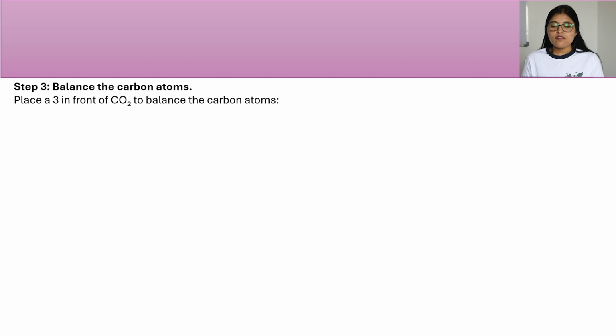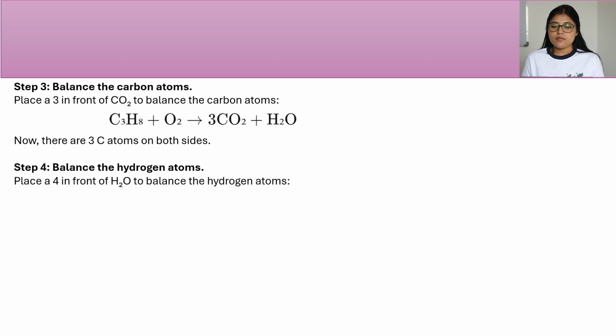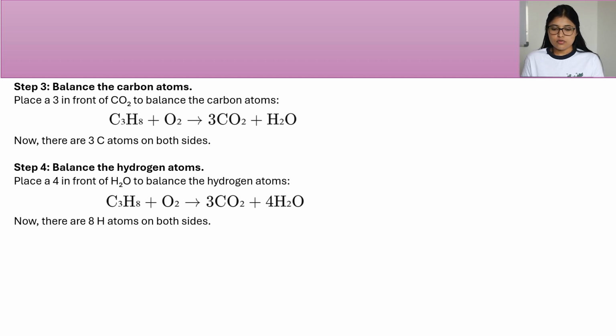Now the first step is to balance the carbon atoms. I have placed a 3 in front of CO2 to balance the carbon atoms, and now I have 3 carbon atoms on both sides. Next step is to balance the hydrogen atoms. Placing a 4 in front of H2O will help me balance the hydrogen atoms because I have 8 on the left hand side and only 2 on the right hand side. Now there are 8 hydrogen atoms on both sides.